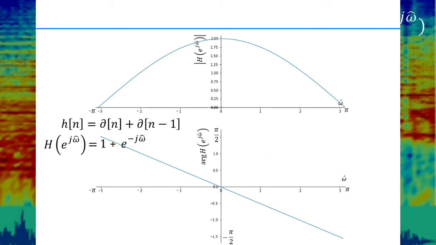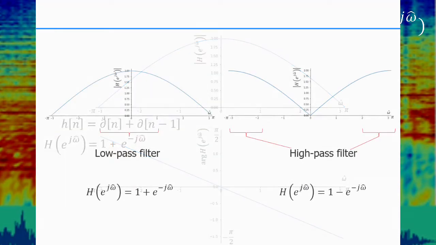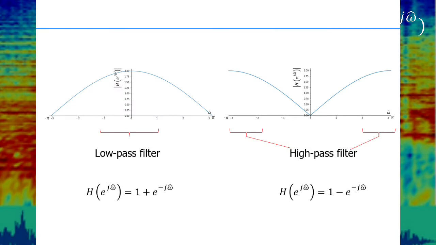If we compare this frequency response with the earlier filter, we see that the one on the left attenuates high frequencies relative to low frequencies. For that reason, we call this a low-pass filter. The one on the right side does the opposite and is therefore called a high-pass filter.